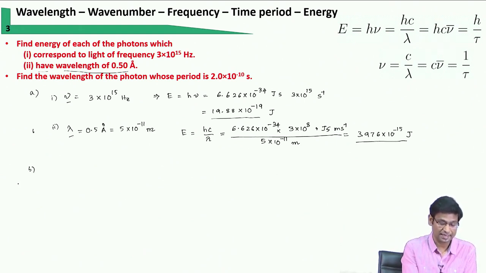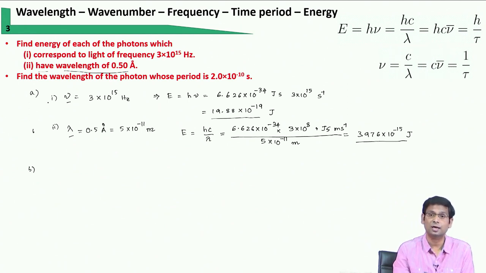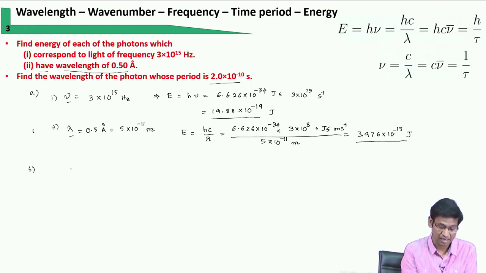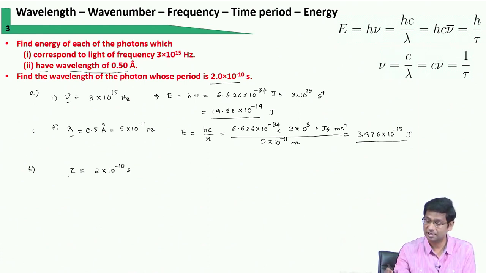So, now let us look at the second question. The second question does not ask to convert them to energy, but it asks to find the wavelength of the photon whose period is 2 into 10 to the power minus 10 second. So, the time period tau is 2 into 10 to the power minus 10 second, but we know tau is closely related to the frequency. So, frequency is 1 over tau, which is 0.5 into 10 to the power 10 second inverse or hertz. This is the frequency. Now, the question asks wavelength.